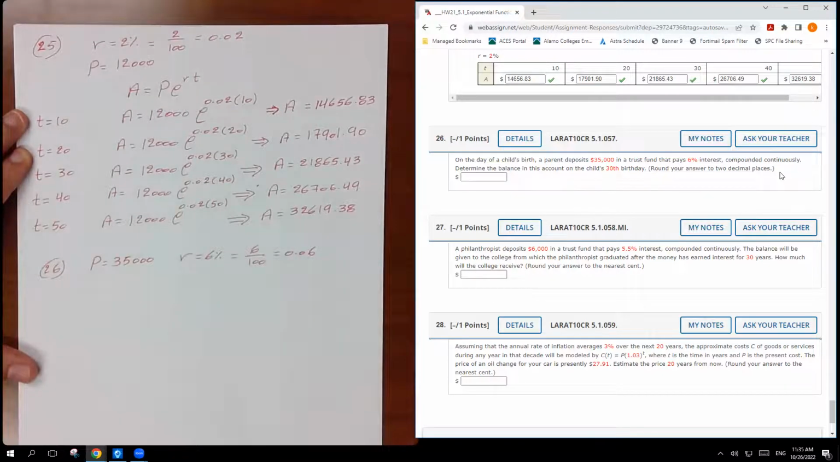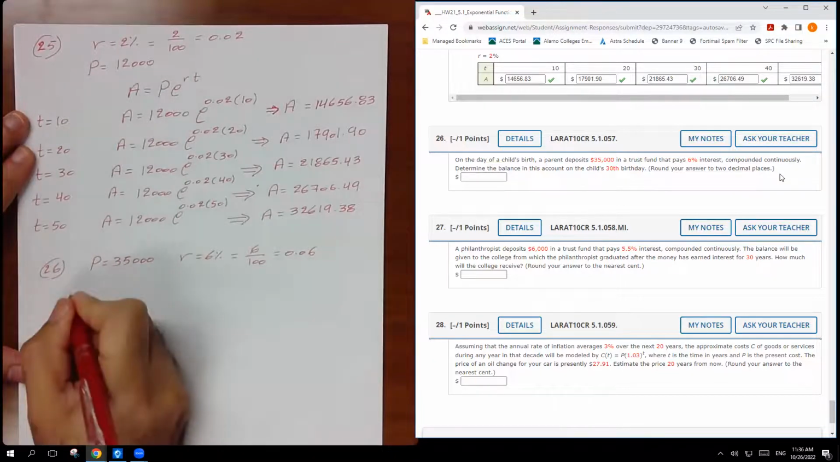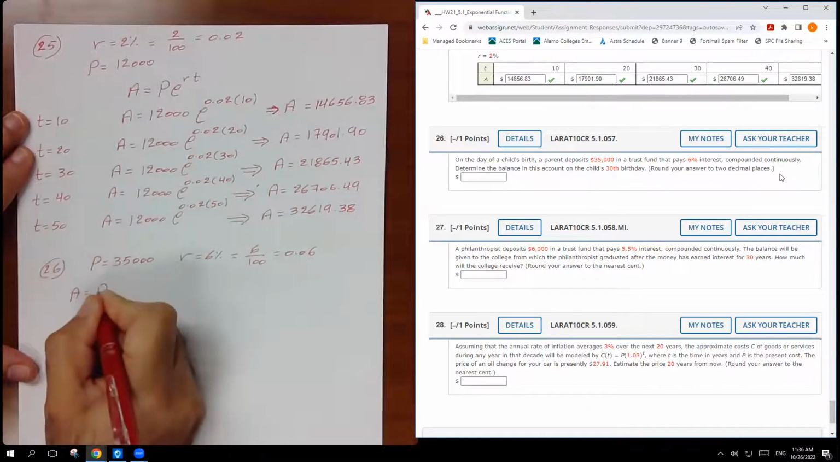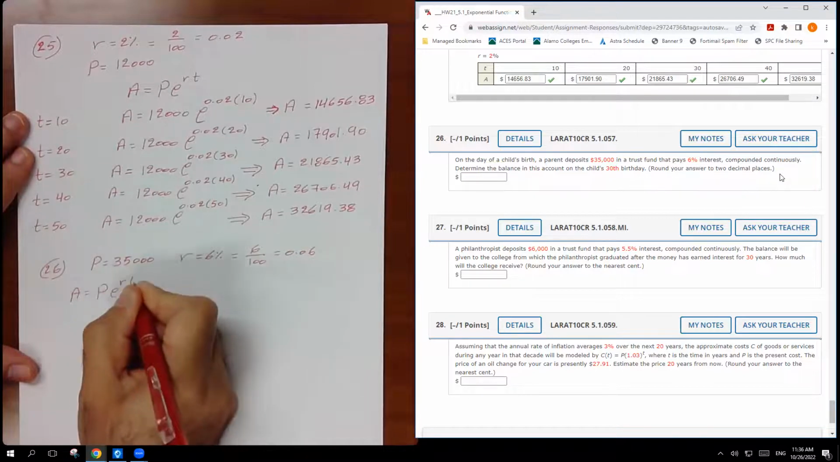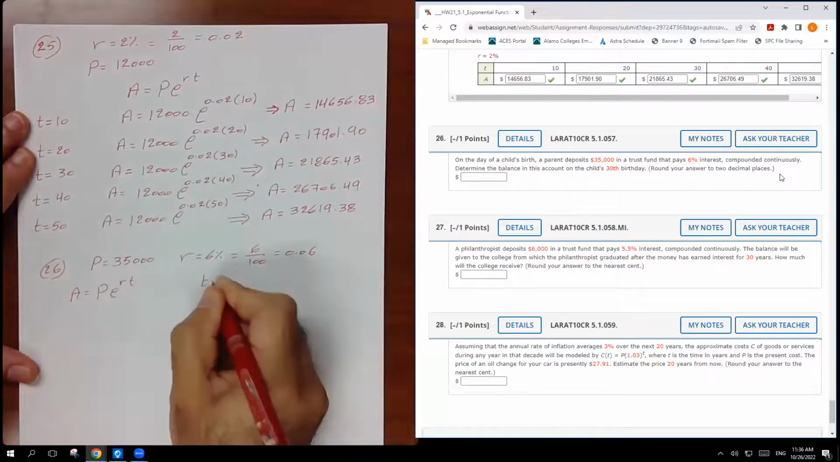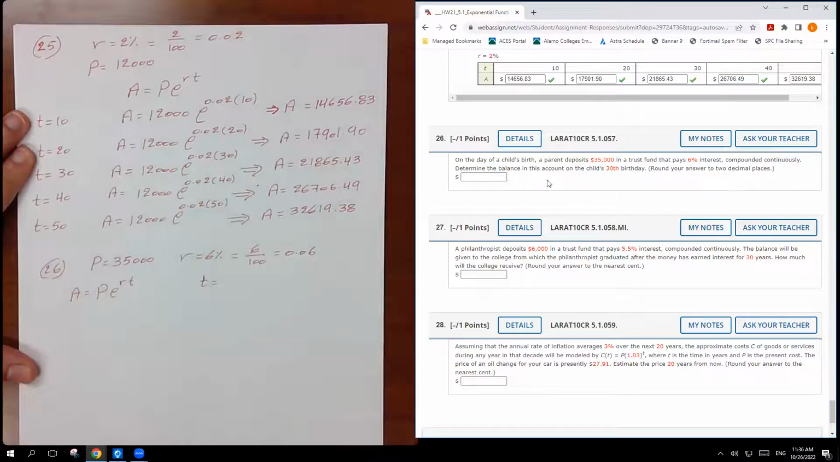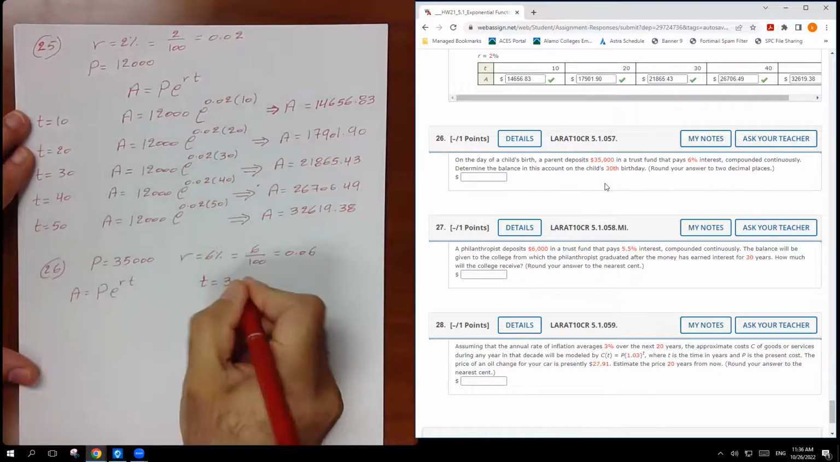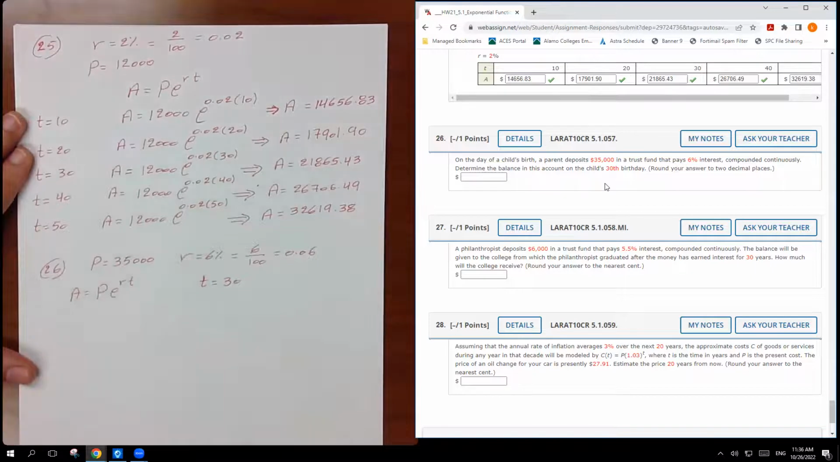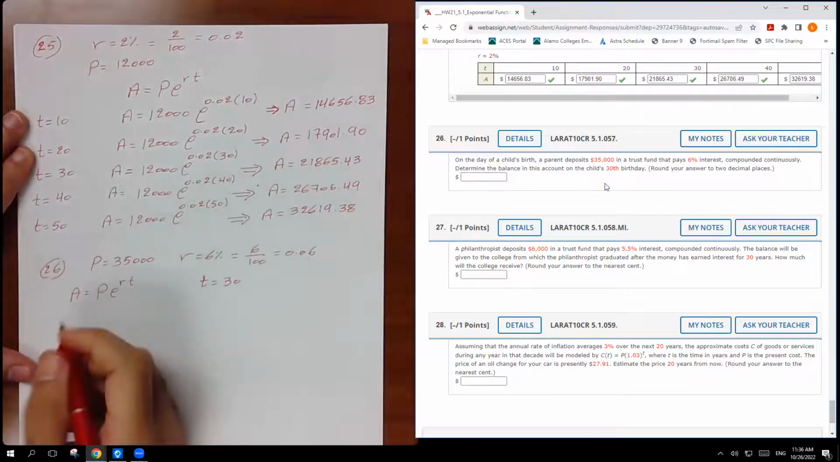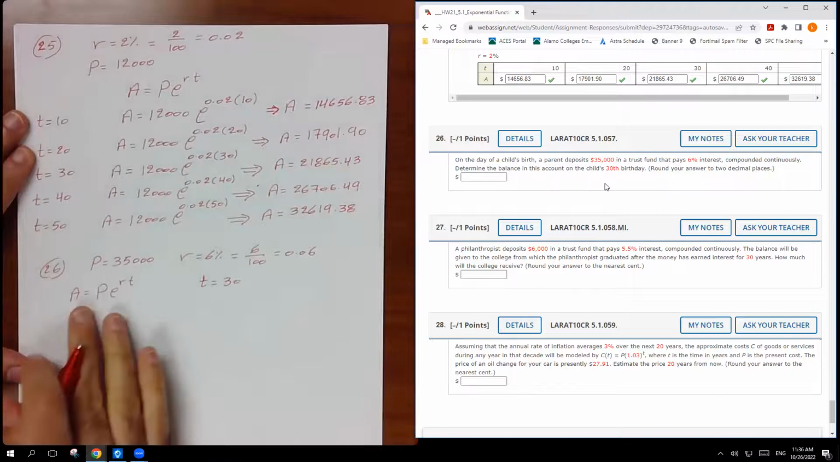Compounded continuously, that means I'm going to use the formula A equals Pe^(rt). Now we just need the time. Determine the balance in the account on the child's 30th birthday. That means the time is 30, and round to 2 decimal places. So now we have all the information. We're just going to plug in.